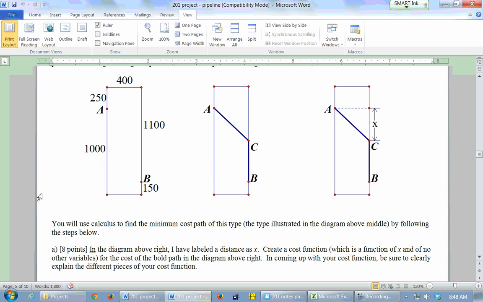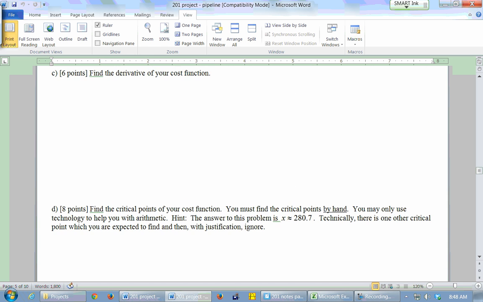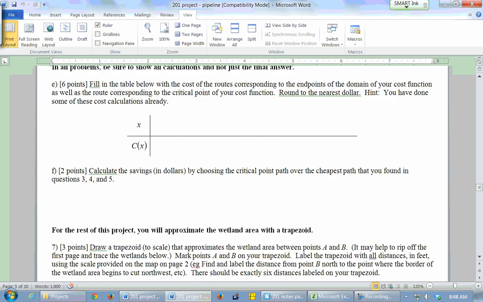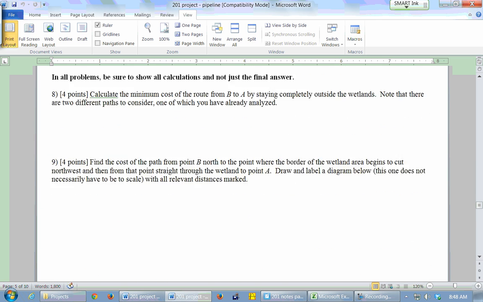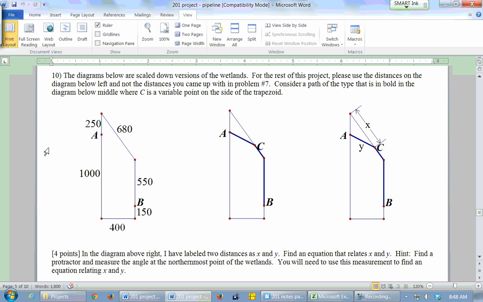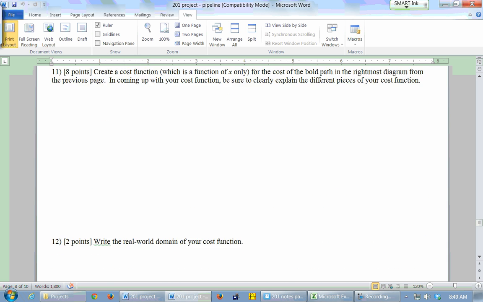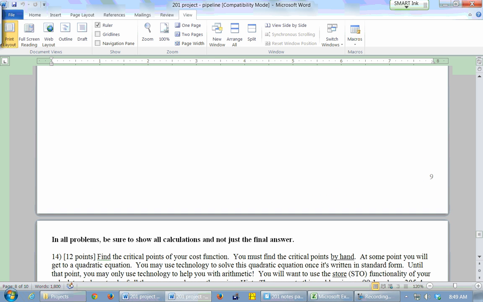But it's not a rectangle, right? So then you'll move on, and then maybe we'll treat the wetlands like a trapezoid. A trapezoid is a pretty decent approximation of those wetlands. And then we're going to do the same problem again, but now using a trapezoid, and we want to find the most economical route. So that's the deal with the pipeline problem.